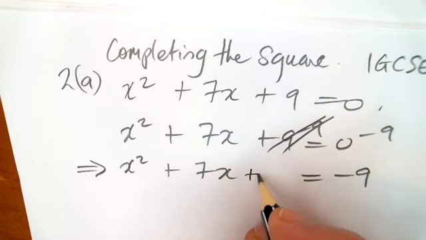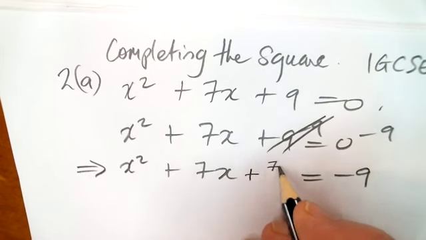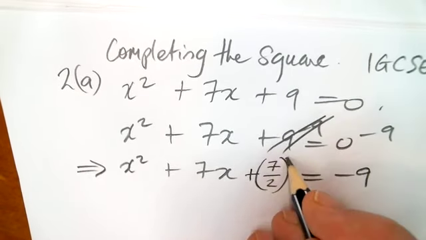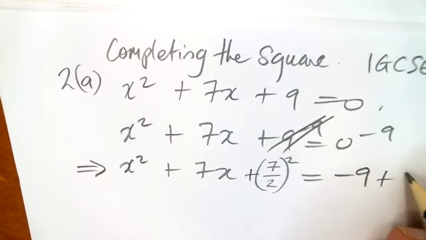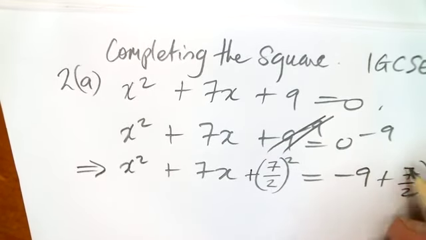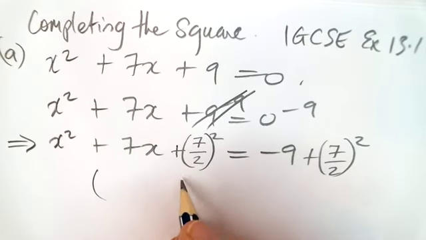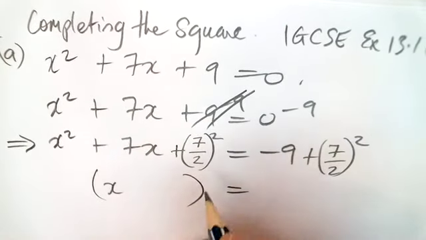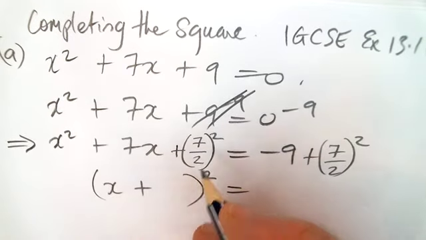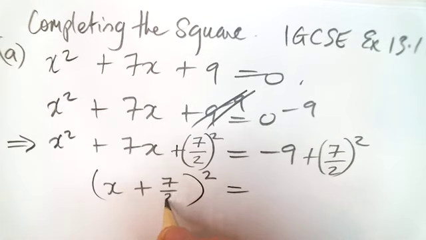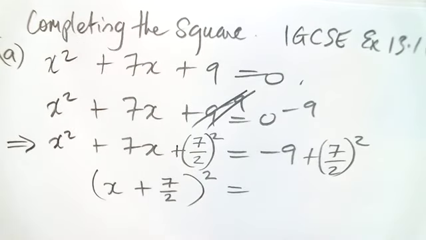So I'm going to add to that the b term, which is 7. I'm going to halve it, and I'm going to square it. There it is. So now let's see where I sit. And this is the nice and easy bit. I've got an x here now, I've got a square on the outside, I'm going to put a plus, and whatever's in there is going to be 7 on 2. Now, I'm not going to put 3.5. I don't want to put halves. I don't want decimals here, okay?